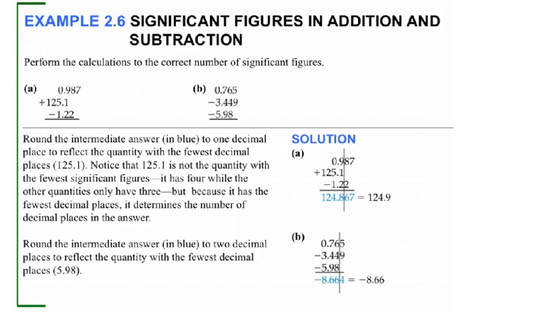In sample A, and these have the solutions on the bottom, so we'll do these together. You're adding 0.987 plus 125.1, and then you're subtracting 1.22. Okay, so even though it's a mix of adding and subtracting, they both use the same rule. So you could do this in one problem. Notice how it's already written vertically and it's aligned. So if you go over here to where the solution is, they added the first two numbers, subtracted the third, and they got 124.867.